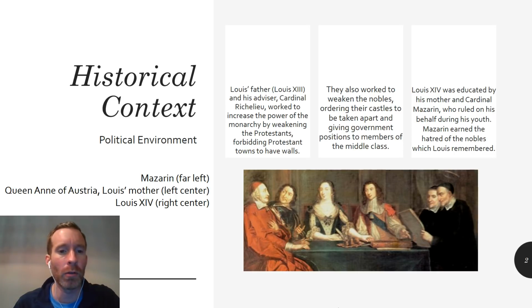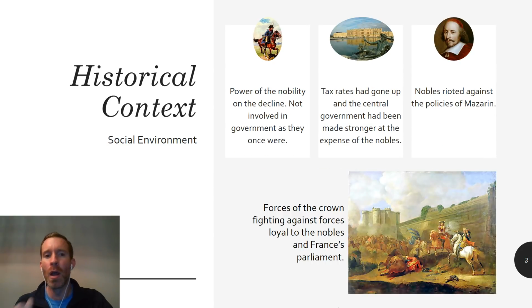So that's some of the larger political environment that's going on in France during the time in and around Louis XIV's rule. So socially speaking, you'll see some things are going to overlap here with the politics. If we're talking about the political authority of the nobility declining, well, then that means socially the nobility is weakening as well. They're not involved in government as they once were.